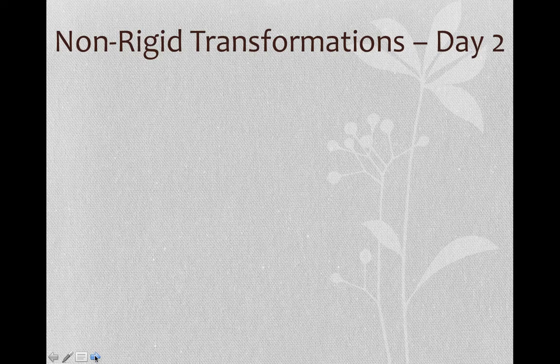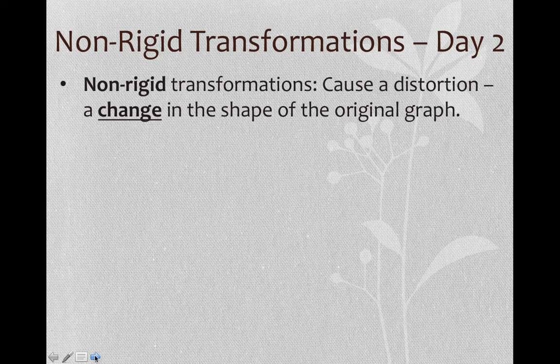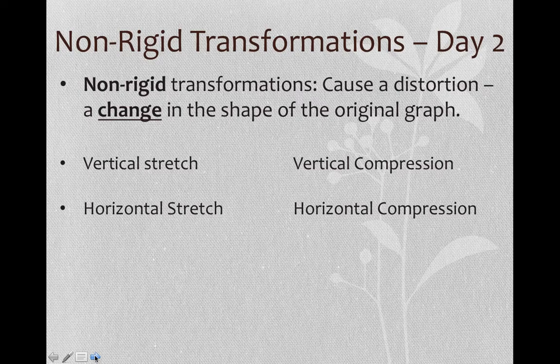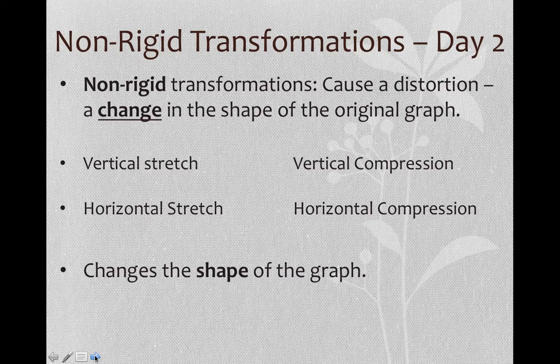Non-rigid transformations are what we're going to look at in this PowerPoint. A non-rigid transformation will cause a distortion or a change in the shape of the original graph. A vertical stretch or a vertical compression, a horizontal stretch or a horizontal compression will all change the shape of the graph. These are non-rigid transformations.